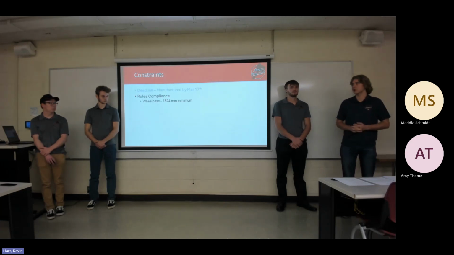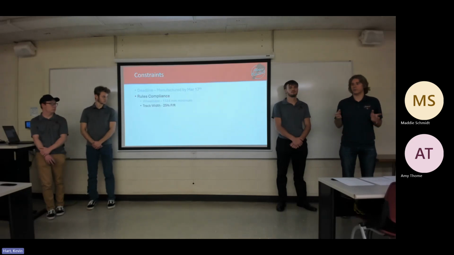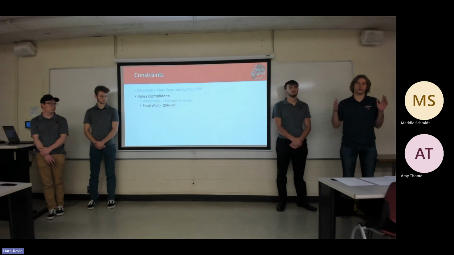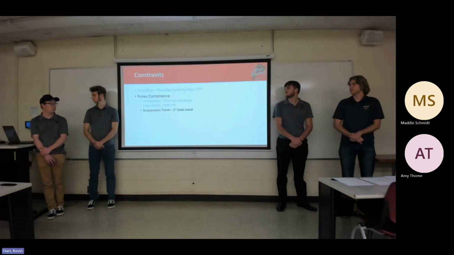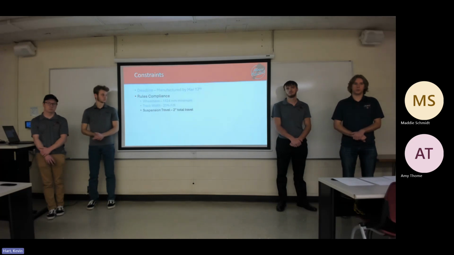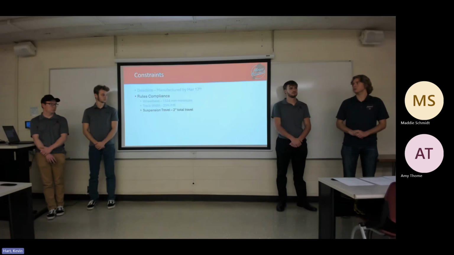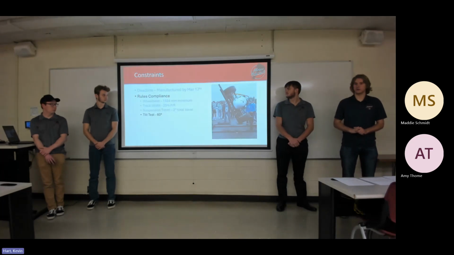So we have to have a minimum of 1,524 millimeters wheelbase. We also need to have a maximum of 25% different front to rear track width. So that's the width of the front tires and the width of the rear tires. We also need to have a minimum of 2 inches of suspension travel, 1 inch up and 1 inch down. And we need to pass the tilt test.